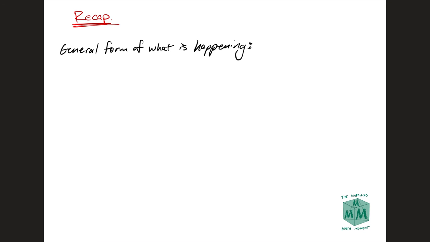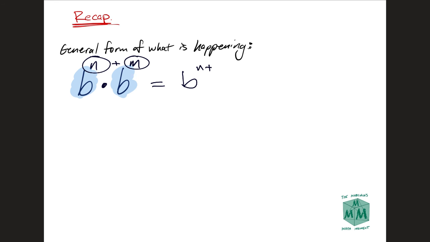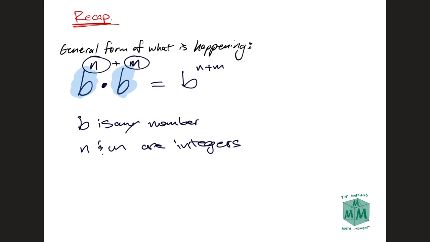Recap. So in general, what's happening? Well, earlier I wrote b as our base, and then we have n as our exponent. Let's say I multiply, where the base is the same but the exponent is different, right? So remember, as long as our bases are the same, this rule applies where I just add my exponents: b raised to the n plus m, where b is any number, and n and m are, for now, integers. We will talk about what it looks like when they're not integers.